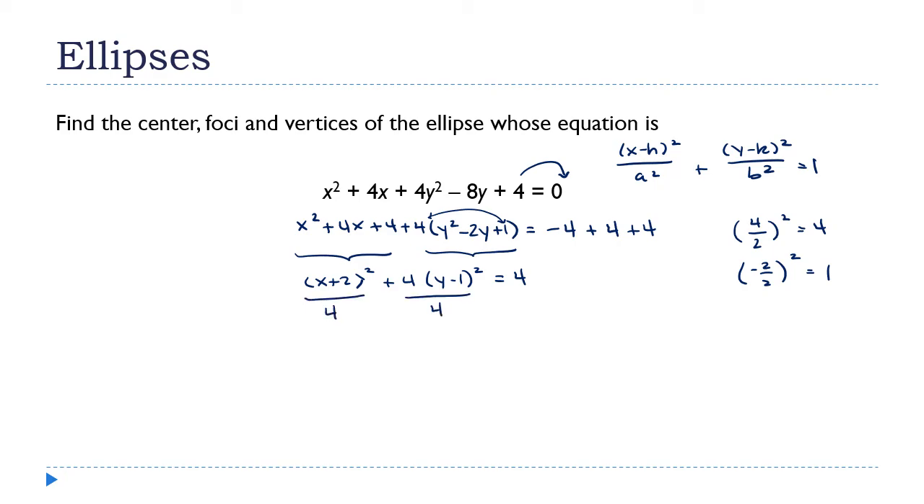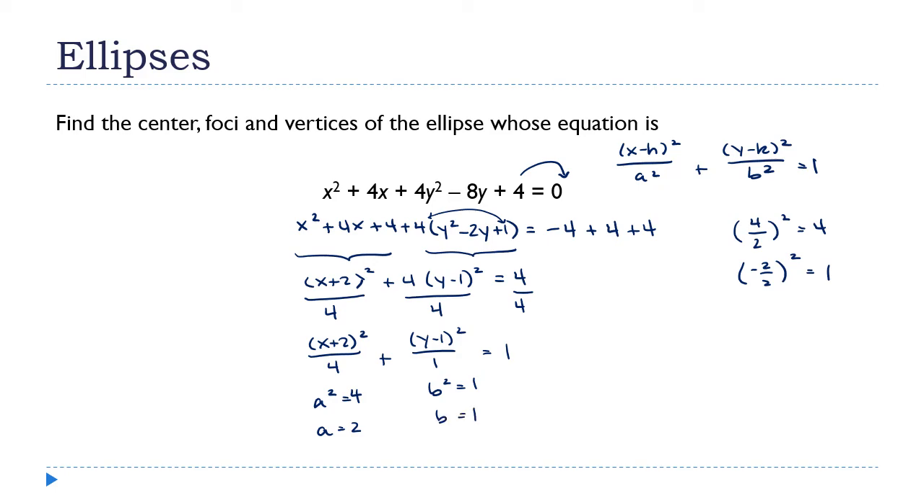Divide everything, if you will, by 4. And we end up with (x plus 2) squared over 4 plus (y minus 1) squared over 1. I'm going to write it like that because I want you to see what the A and B are going to be. And this equals 1. Okay, so the 4 is bigger, so this is the A. A squared equals 4, which means A equals 2. B squared equals 1, which means B is equal to 1.